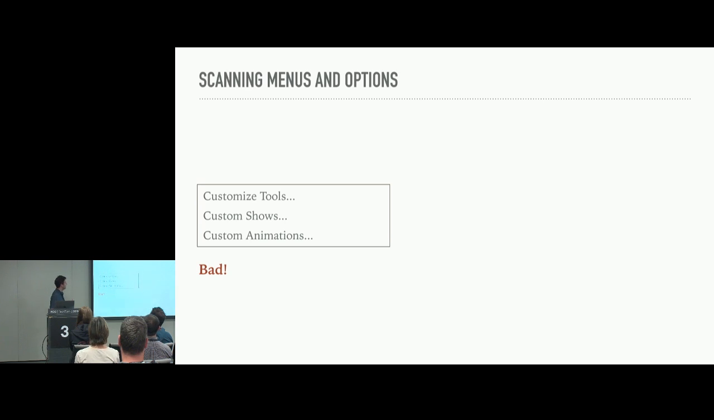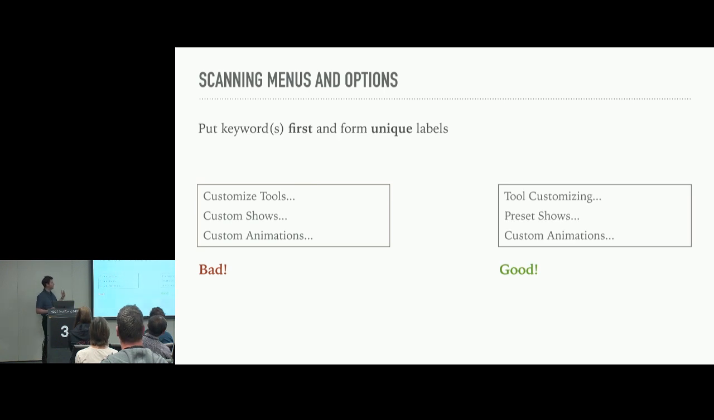So how does that affect your user interface design? Well, if you create a bunch of options, it's easy to fall into this trap. You write the first words very similar: customized tools, custom shows, custom animations. For somebody scanning down this list, they're seeing basically the same shape on every line, which makes it take longer to identify the different options. Instead, you should try to rearrange how you write this so that you're putting a more distinct word with a different shape at the beginning, like tool, preset, and so on.